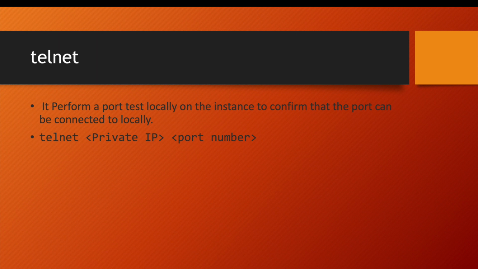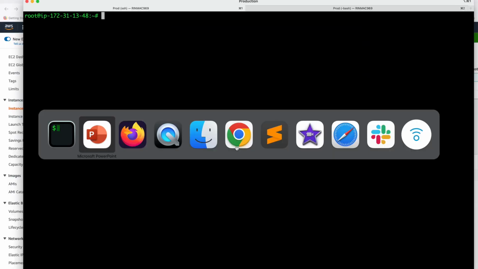It performs a port test locally on the instance to confirm whether the port can be connected to locally or not. For this, you have the command telnet, then you mention the private IP of the machine and then the port number. So it will allow you to check whether you are able to connect to that particular port locally or not. For that purpose, let's try this particular command.